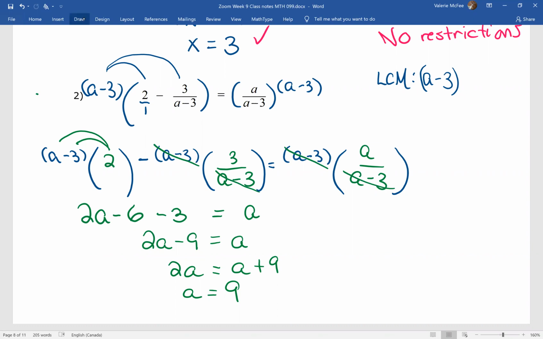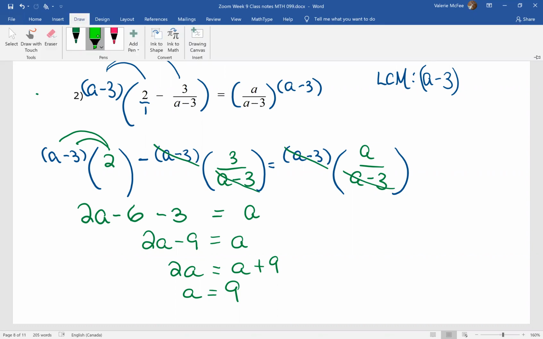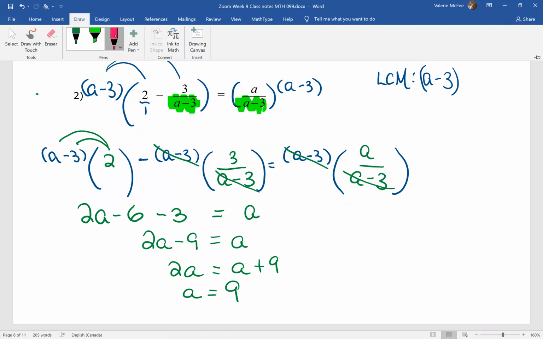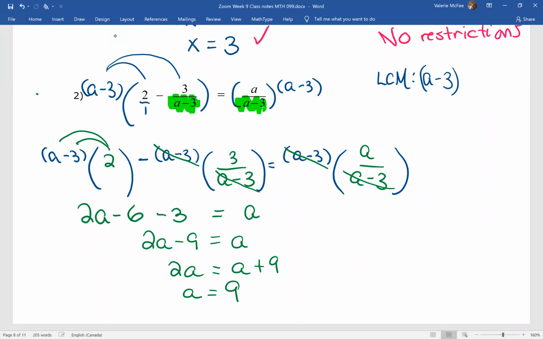Because there is a variable in the denominator, we need to check our restrictions. We see that a cannot equal 3, because 3 minus 3 would give us 0. But a equals 9. This is our solution.